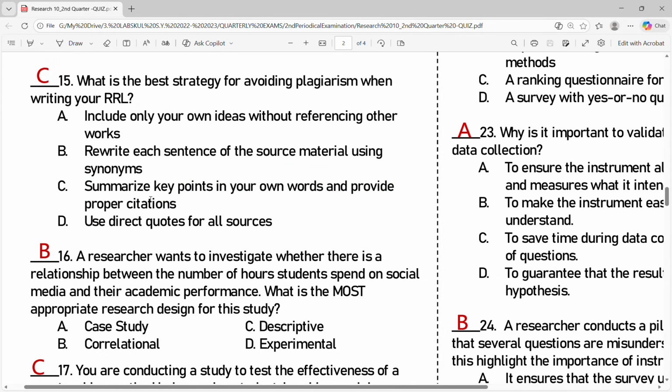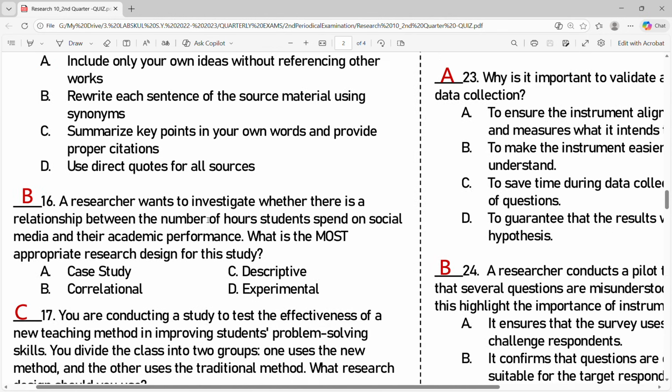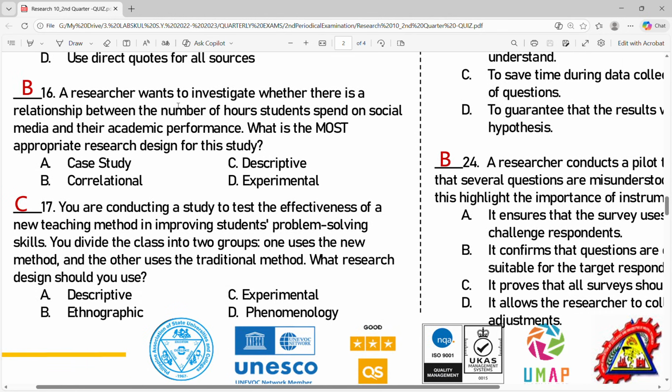So the answer here is letter C. Summarize key points in your own words and provide proper citations. We give credit to those people or to those where credit is due. So remember that.